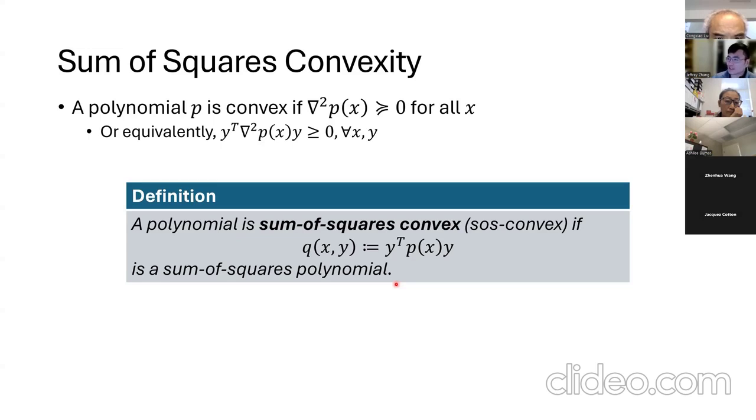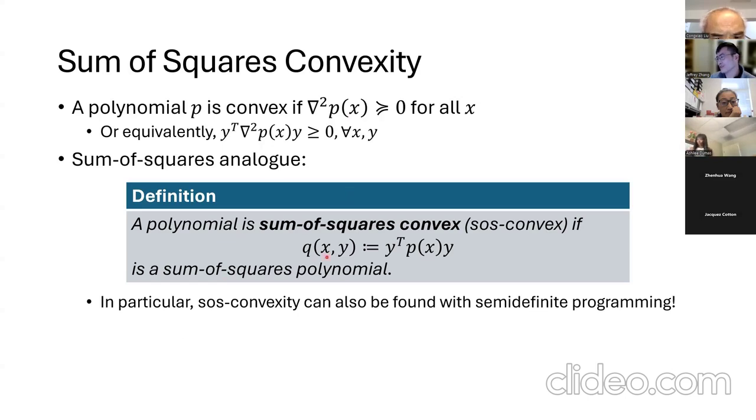Where does this characterization come from? Well, if you have a convex polynomial, then its Hessian is always going to be positive semidefinite. And one of the characterizations of positive semidefinite matrices is that y transpose times the matrix times y is non-negative for any y. So if it's non-negative for any x and y, you can replace being non-negative with being a sum of squares. And that's exactly what sum of squares convexity is.